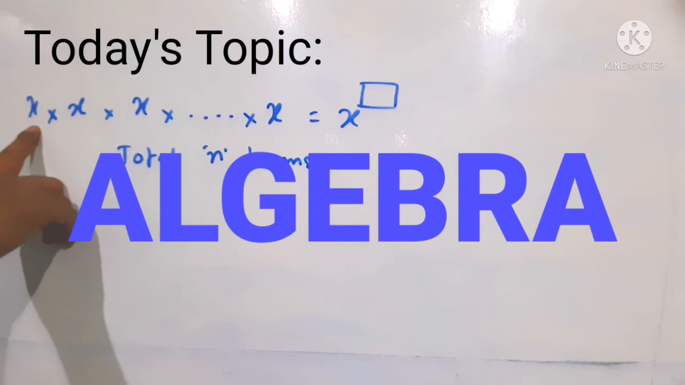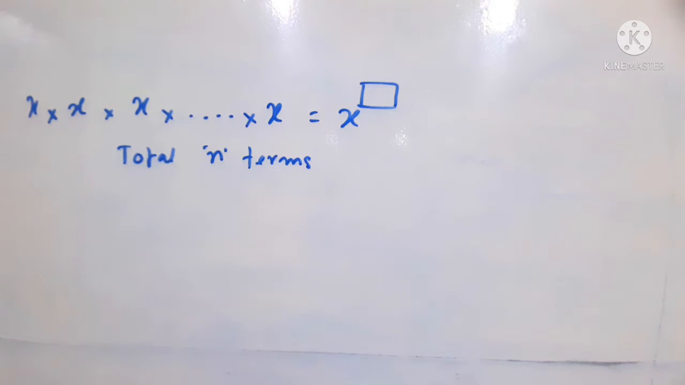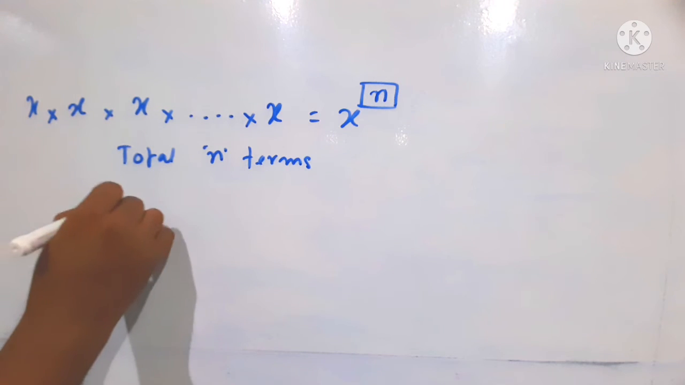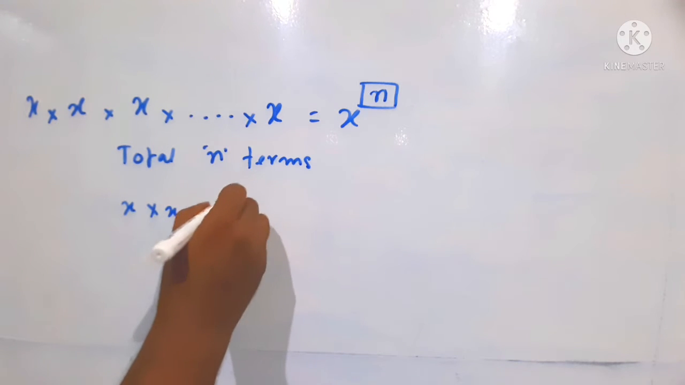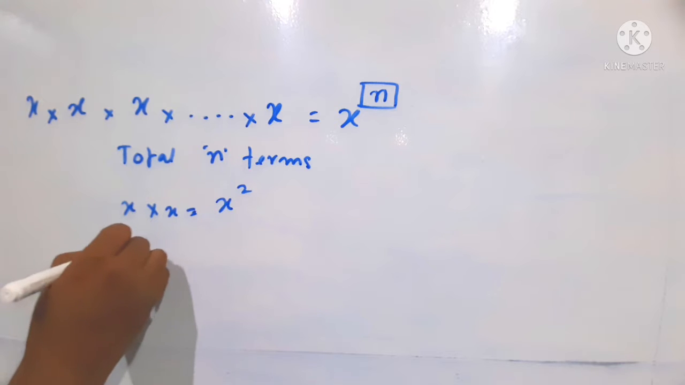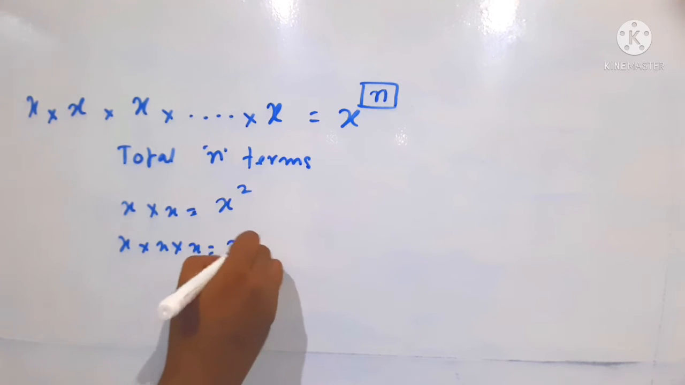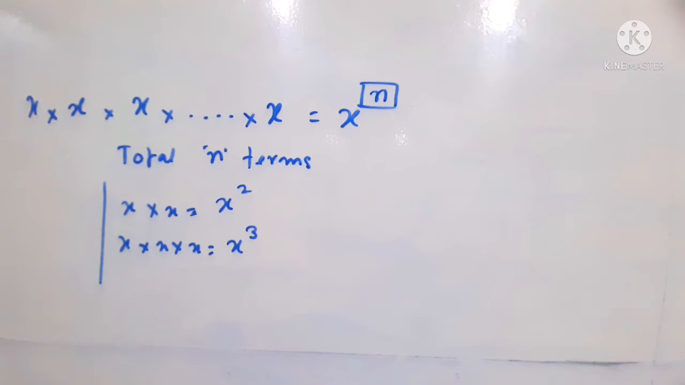This is x into x into x, a total of n terms. Then we know how to write this: x to the power n. Say this is x into x, there are two x's, we write x square. When this is x into x into x, 3 times, then we can write x to the power 3. So these all are algebraic expressions. Here x is unknown.